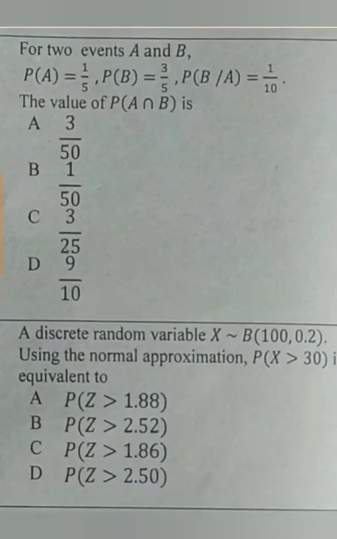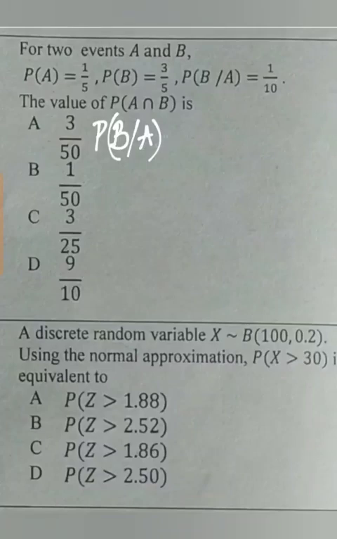In the next question, we have for two events A and B, P of A equals 1 over 5, P of B equals 3 over 5, P of B given A equals 1 over 10. The value of P of A intersection B is, and we have these options. So actually, to find P of A intersection B, we have to make use of the available information.